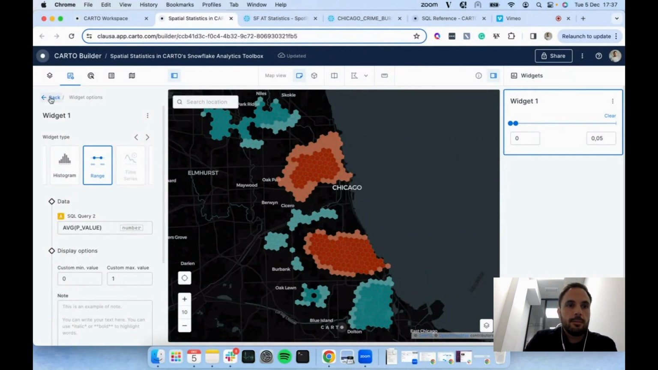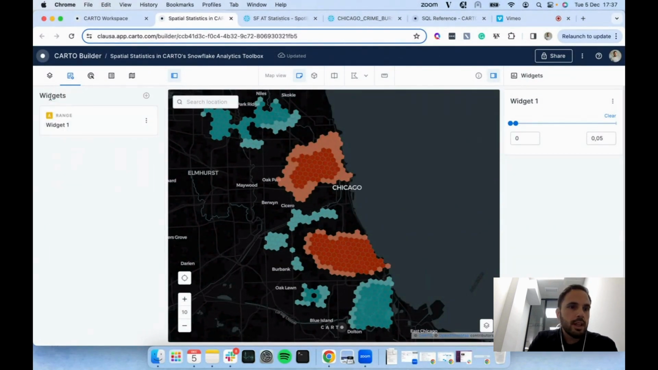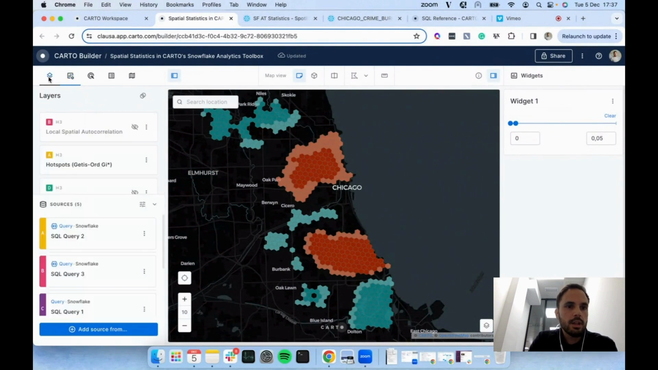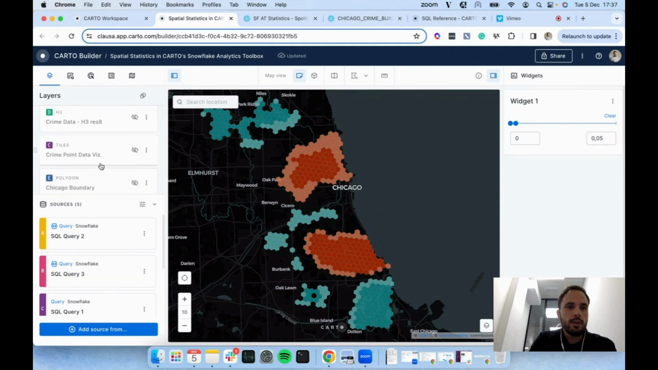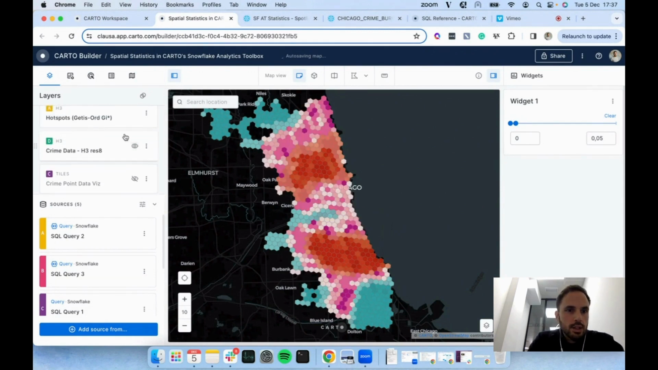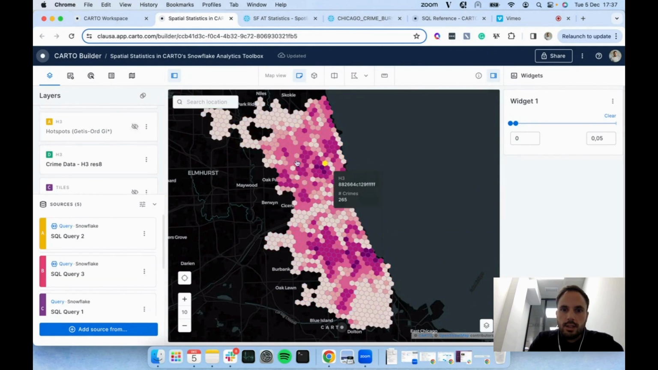Now, as part of the last analysis that we'll run, if you take a look at this data, we can see that here we have definitely hotspots. But if you remember from the very beginning, we saw that crime data looked in this hotspot.